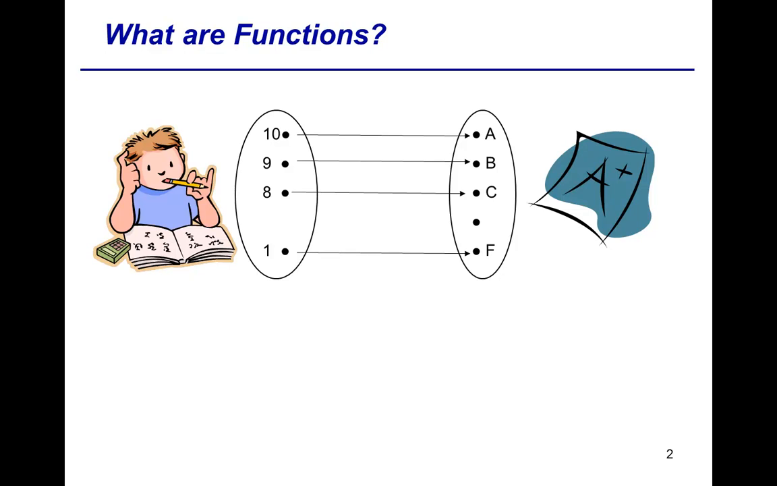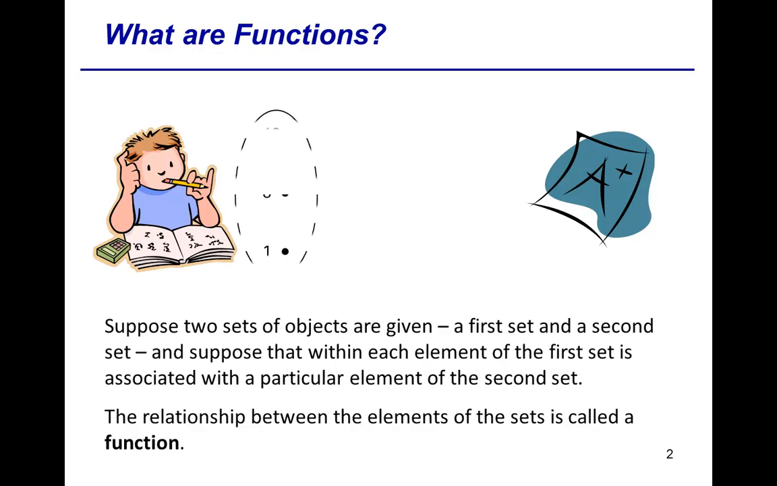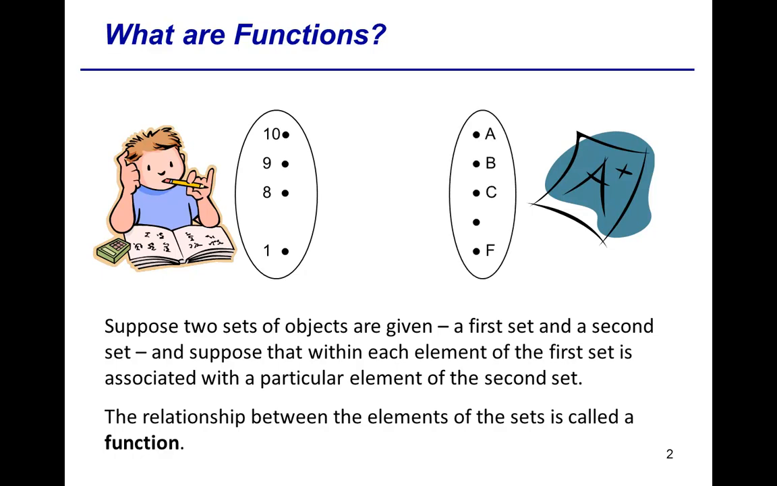So suppose we have two sets, a first set and a second set. If each element in the first set is mapped to a particular element in the second set, then that is a function that shows the relationship between the two sets.